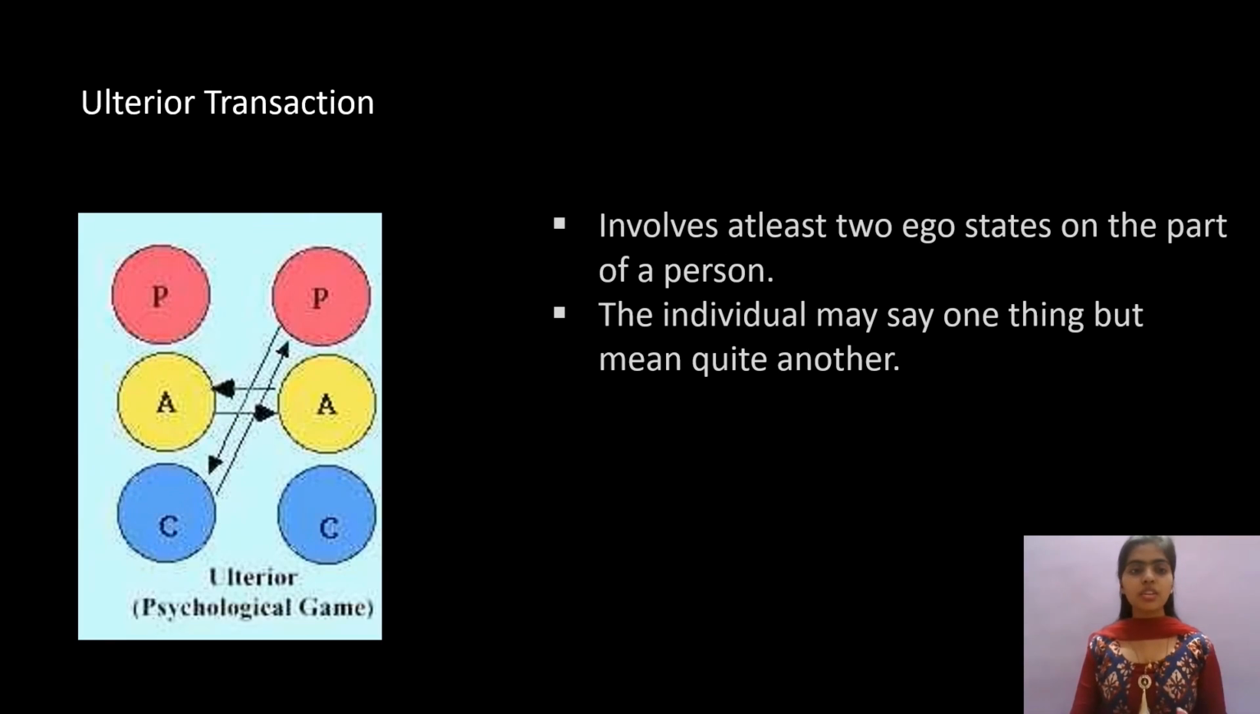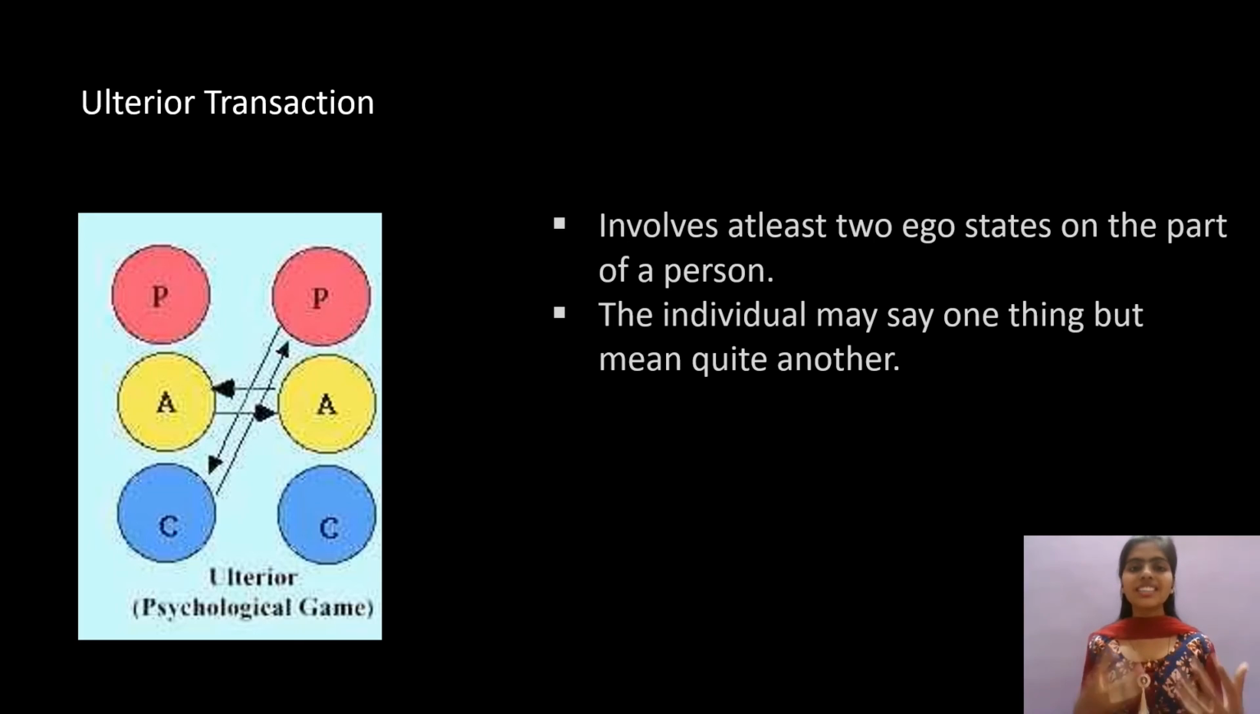And the last one is ulterior. This ulterior transaction involves two ego states exhibited by one person itself. The individual, when they are communicating something, might say one thing, but mean something else. That's what it means.